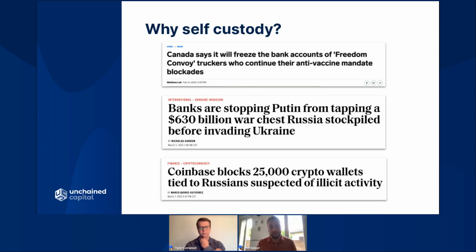If you hold the keys to your Bitcoin, nobody can cut you off from the financial system. At the bottom here, we have Coinbase, our friends over there at Coinbase. They blocked 25,000 crypto wallets tied to Russian suspected illicit activity. I think the key thing to note here is suspected of illicit activity. These are guilty until proven innocent.